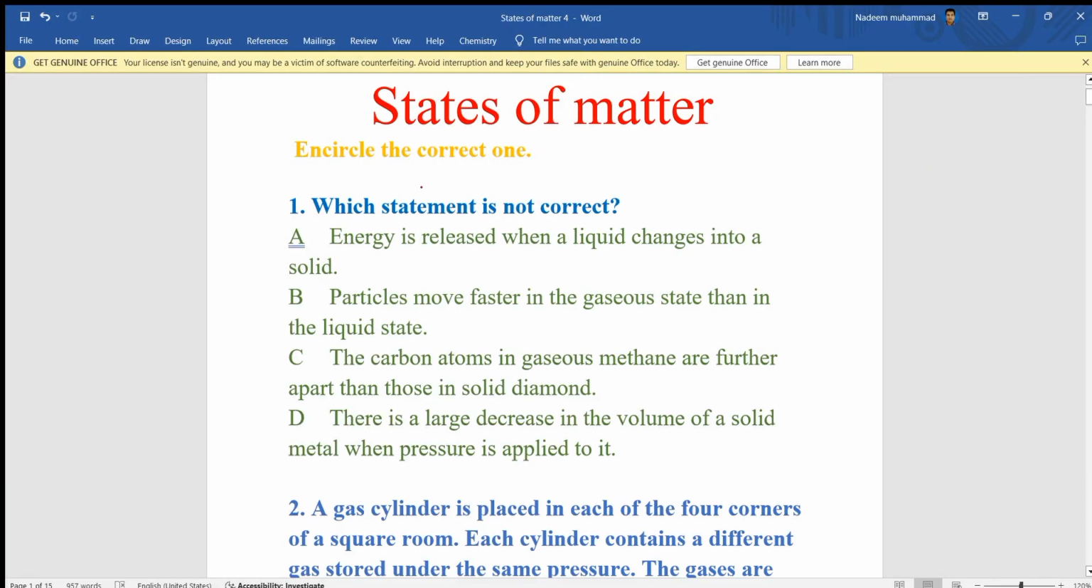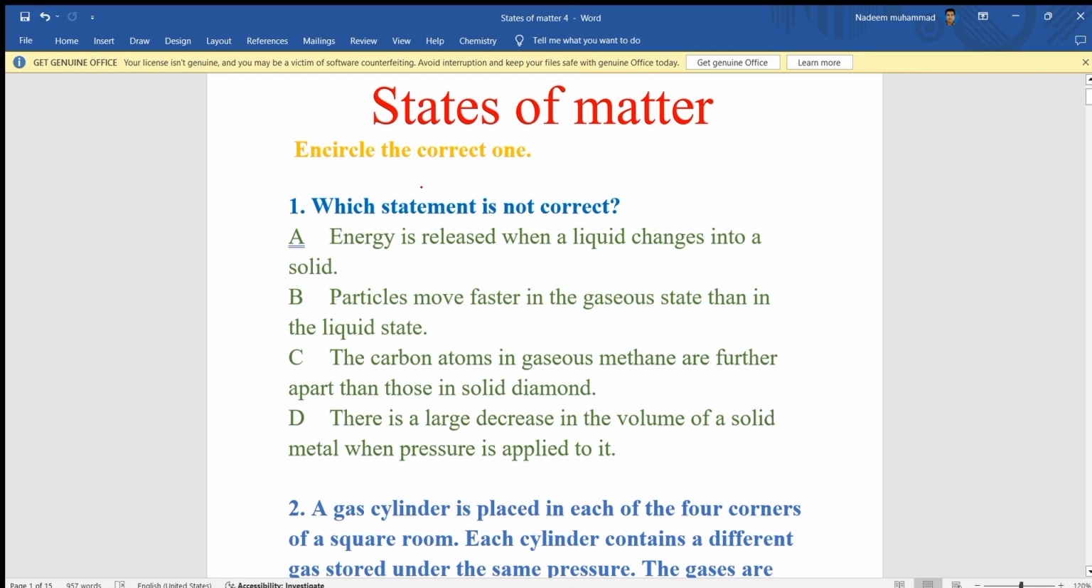Now we have to do the MCQs of states of matter and encircle the correct one. First is that which statement is not correct. It means we have to find out the incorrect one. A is that energy is released when a liquid changes into a solid. B, particles move faster in gaseous state than in the solid and then in the liquid state.